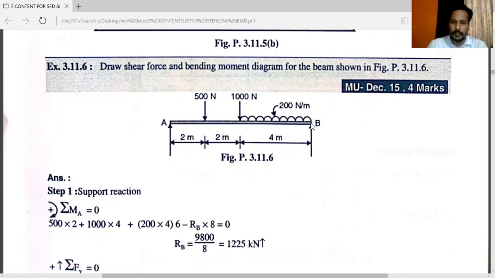B point is given. At point B, the vertical support is given. You can see this vertical support. Here you can see that support. The total distance of a beam is 8 meter. And we have to draw shear force and bending moment diagram for a given beam.